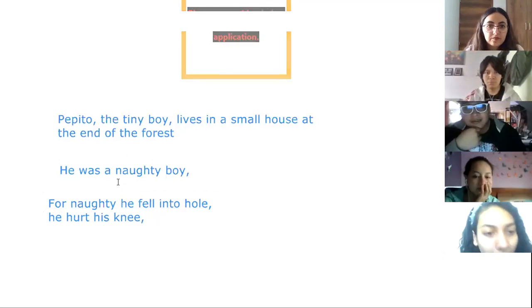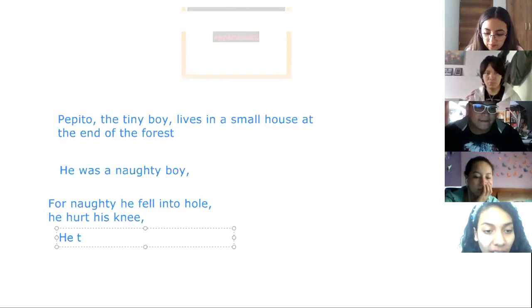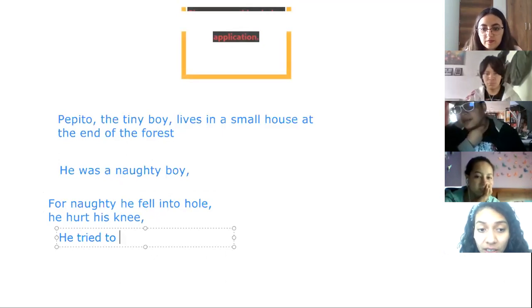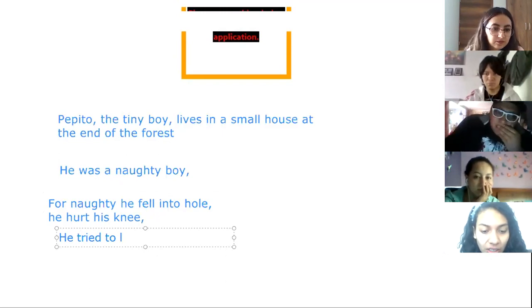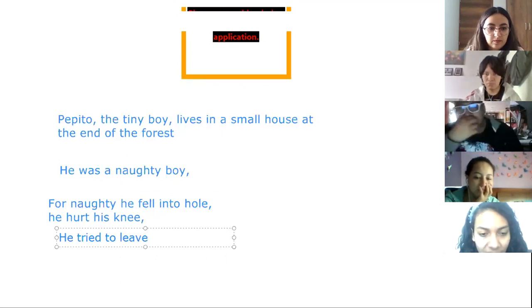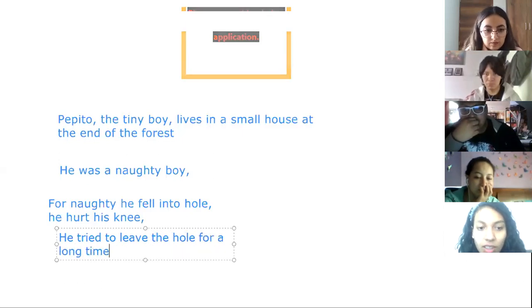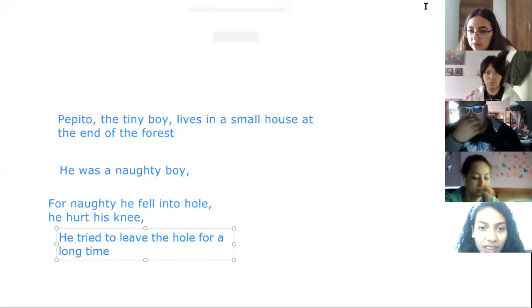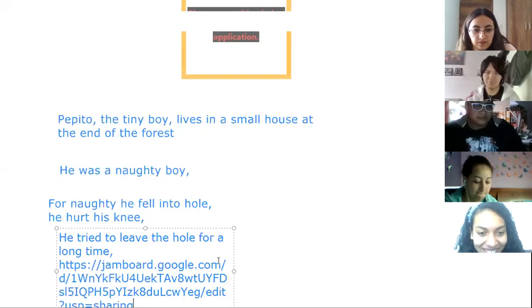He tried to leave the hole for a long time. Okay, he tried to leave the hole, dejar el hueco, o vivir. For a long time. Madeline also wrote, and Wilson. And Adeline also cried. Yeah.